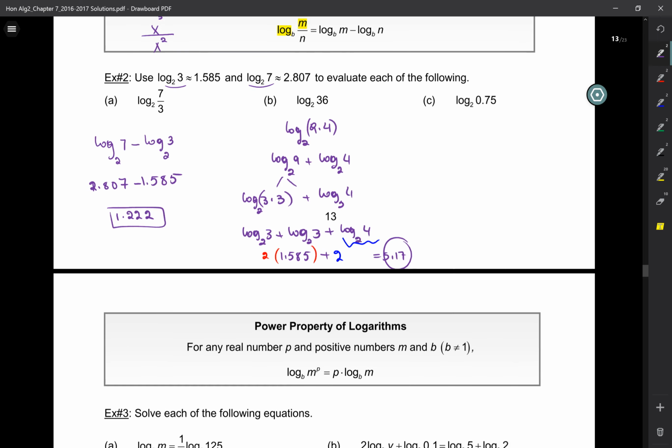Why would you do minus? Why would you do a minus? Well, because they're all being multiplied, right? It's 9 times 4. So remember, you're going to add the powers.